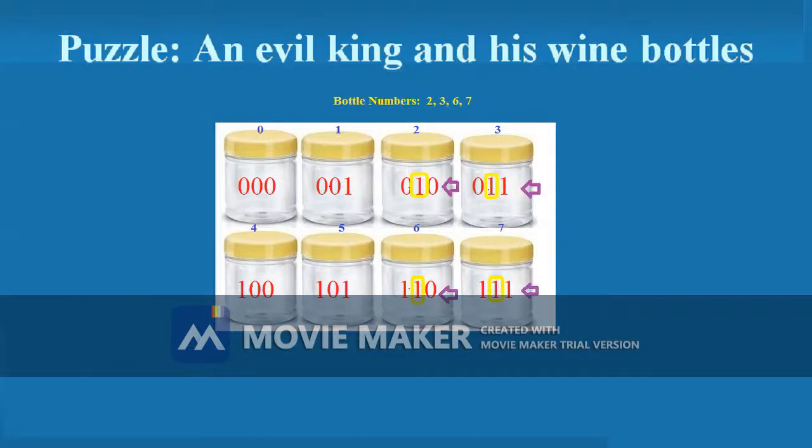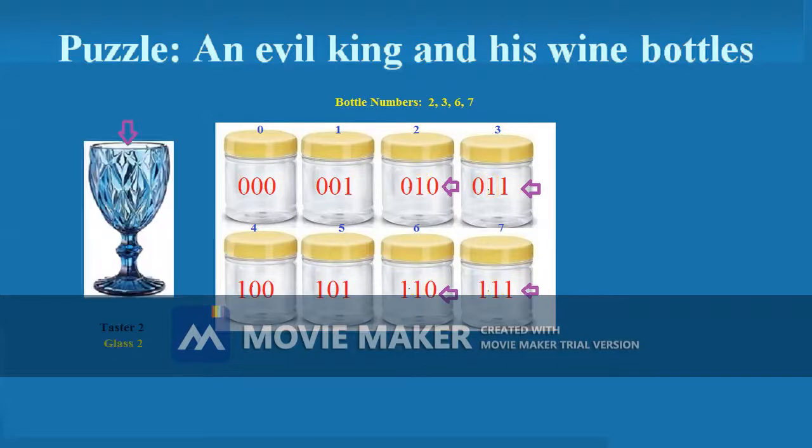Now the king selects bottles 2, 3, 6, 7. If you observe their binary codes, their middle bit is set, that is 1. These bottles are selected and from each of them one drop of wine is taken. All those drops are kept in glass number 2. This is offered to taster 2.